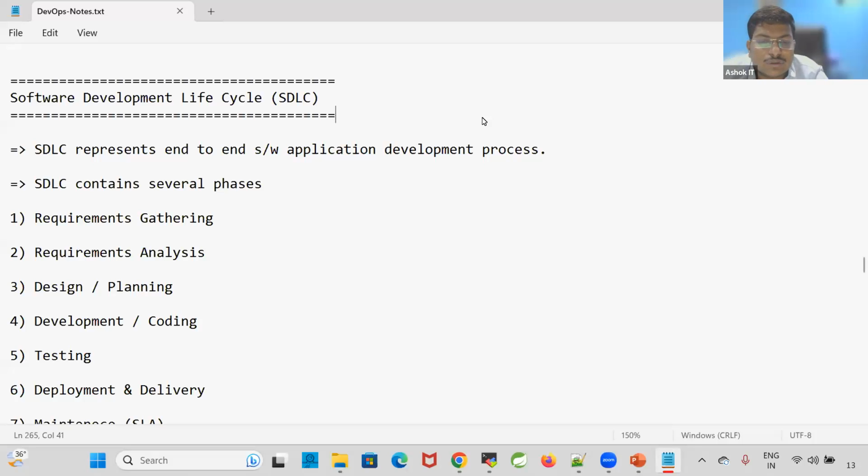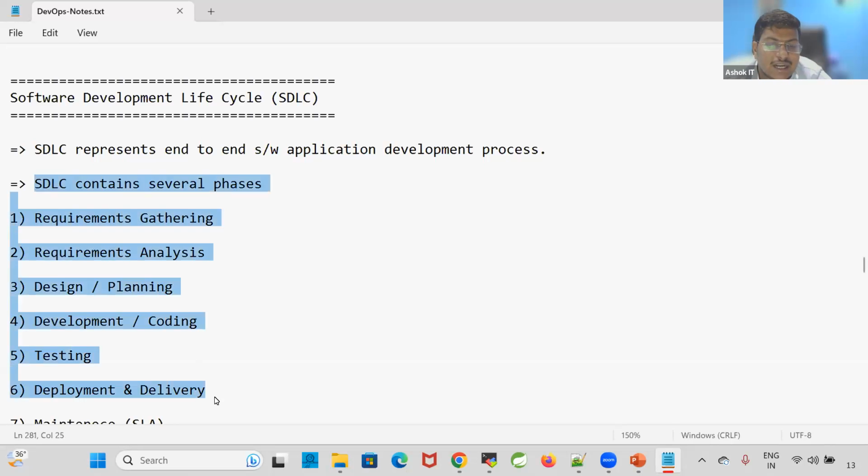In the last session, we discussed the software development lifecycle, also called SDLC. SDLC represents the end-to-end process of software project development: how a company is going to develop a project and deliver it to the client. Everything we are going to discuss as part of SDLC.